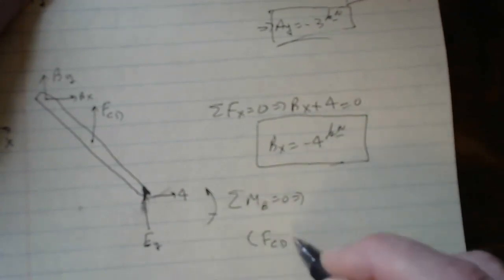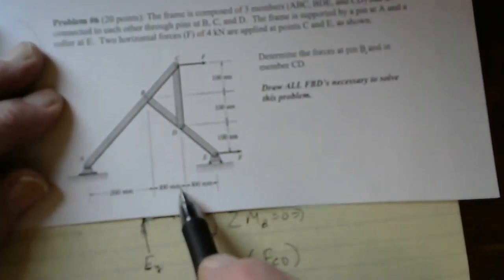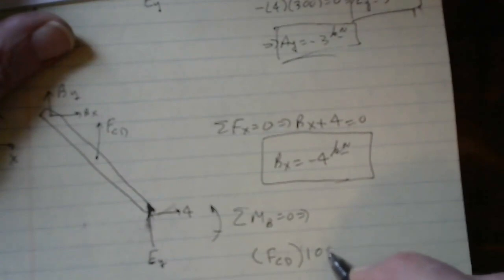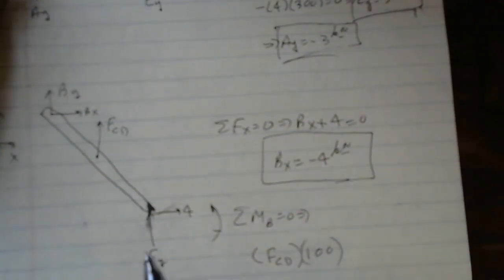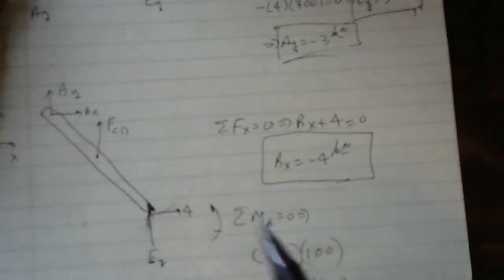So I have a moment caused by FCD. It's positive because I'm assuming counterclockwise is positive. It's FCD. If you look at the diagram, the moment arm is 100. Okay. So there's the moment caused by FCD. I have a moment counterclockwise caused by EY. All right, and its moment arm is 200. Again, looking at the diagram. Then I have a moment caused by this 4 kilonewton force here. Again, it's going to be counterclockwise, so it's plus 4. And its moment arm is 200 equals 0.